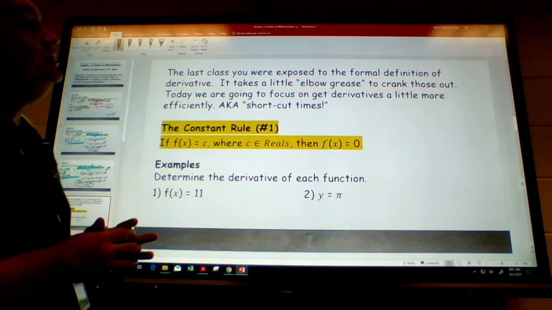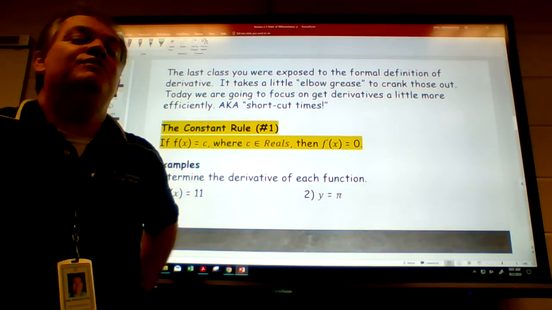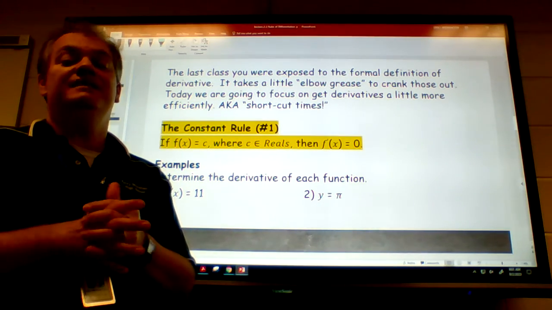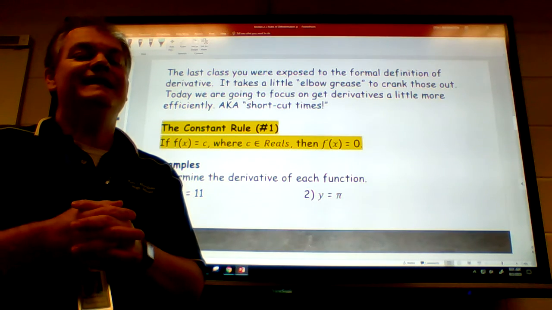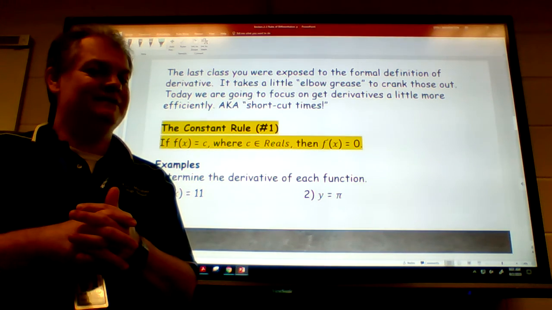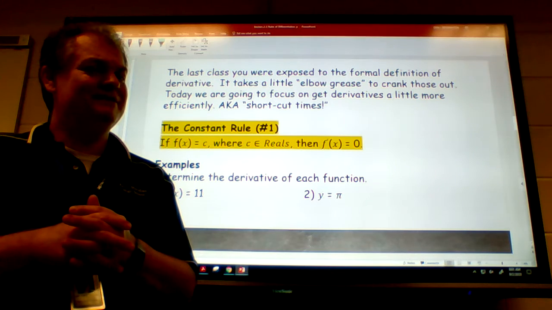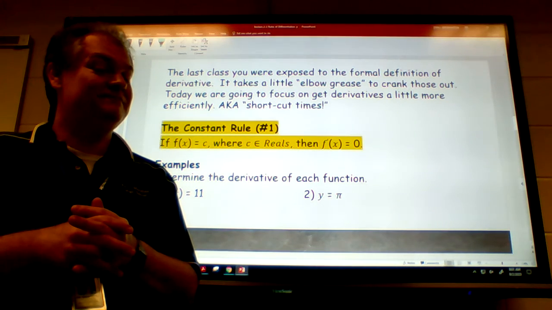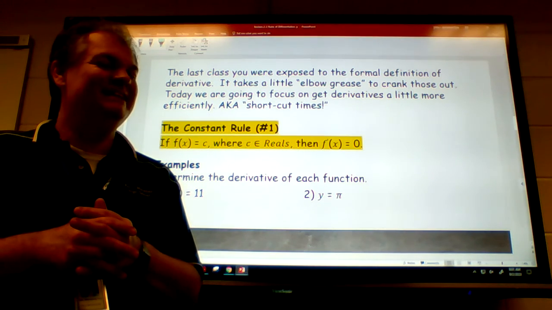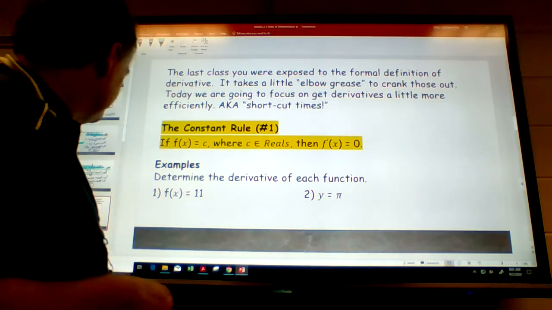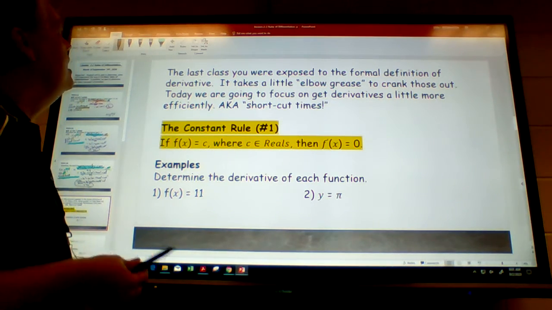Now, in the last class, we talked to you about the formal definition, and that involves using the limit process. Well, we're going to take it a little bit differently. As a matter of fact, you might like this method better. You may not even like me after having to do the formal process, but you're young. You'll bounce back eventually. All right. Anyway.